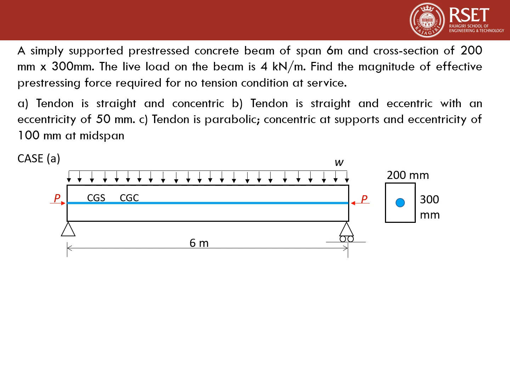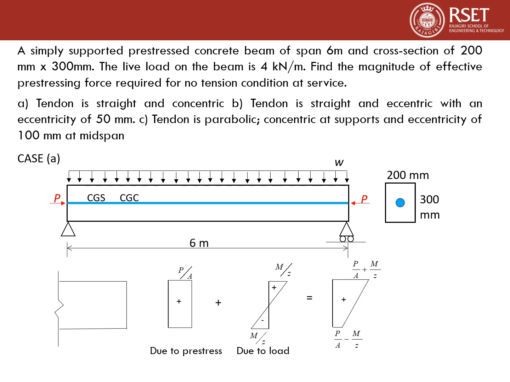So midspan is more critical because that is where the maximum bending moment occurs and that is where the tension is likely. So these are the stresses in the midspan. The top stress, the net stress, will be P by A plus M by Z and the bottom stress will be P by A minus M by Z. So here tension is likely at the bottom. So we have to ensure for no tension condition P by A minus M by Z should be greater than or equal to 0.